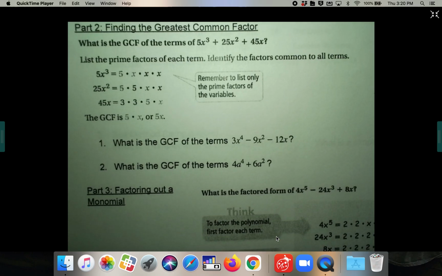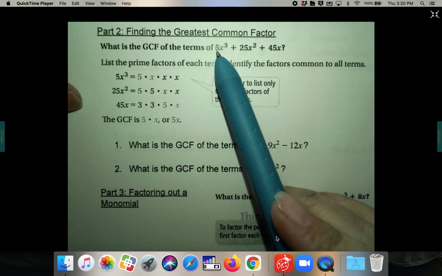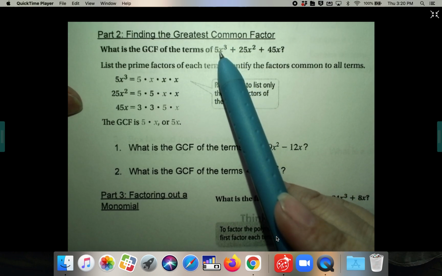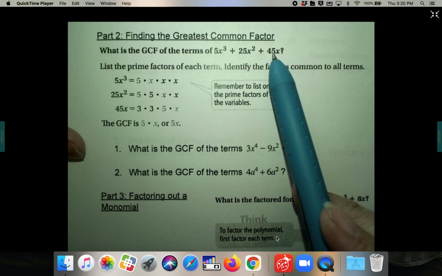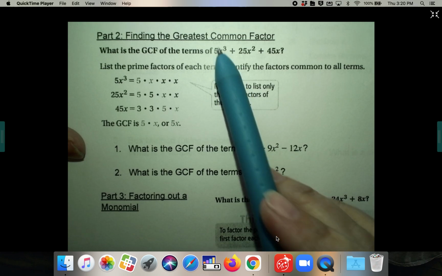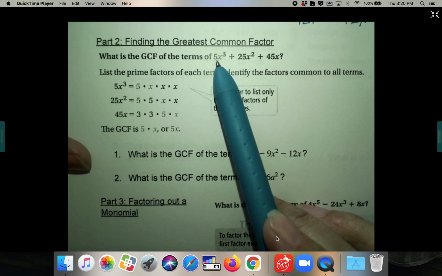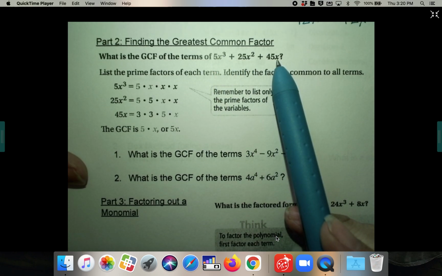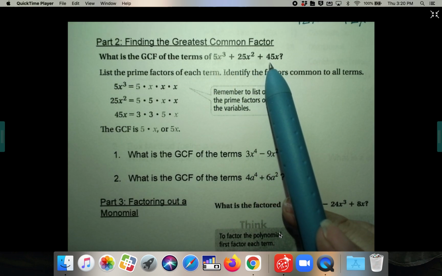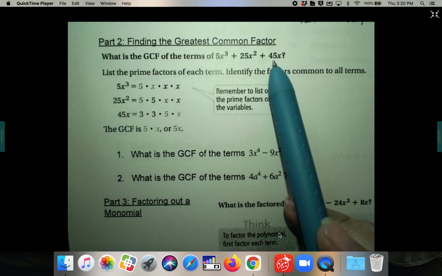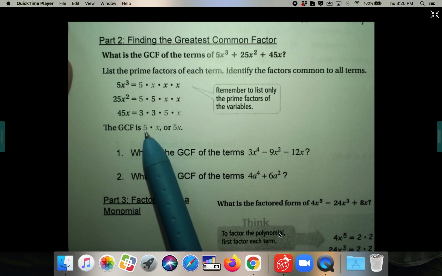Okay, to find the greatest common factor, the GCF, that means what number can be multiplied to get 5 and 25 and 45. What is the common factor? Sorry, I said multiplied, but really I mean what number can you divide out of all three of those terms? So the number that can divide out evenly of 5, 25, and 45 is just 5. 5 divided by 5 would be 1, 25 divided by 5 would be 5, and 45 divided by 5 would be 9. So each of these divide evenly by 5, so 5 is one of the GCFs.